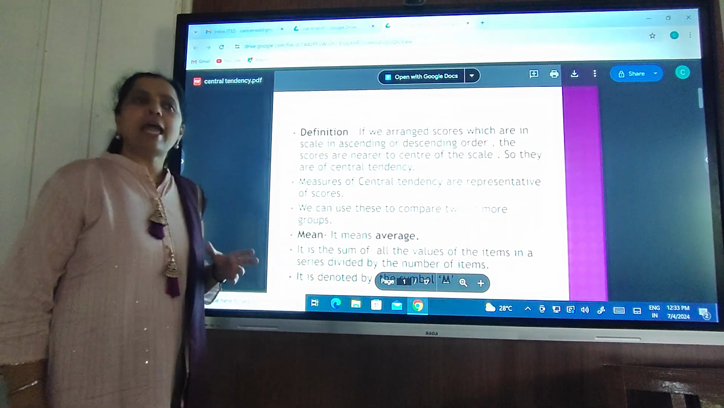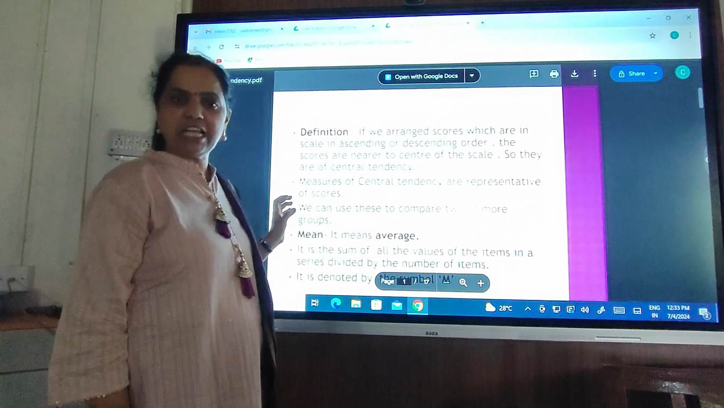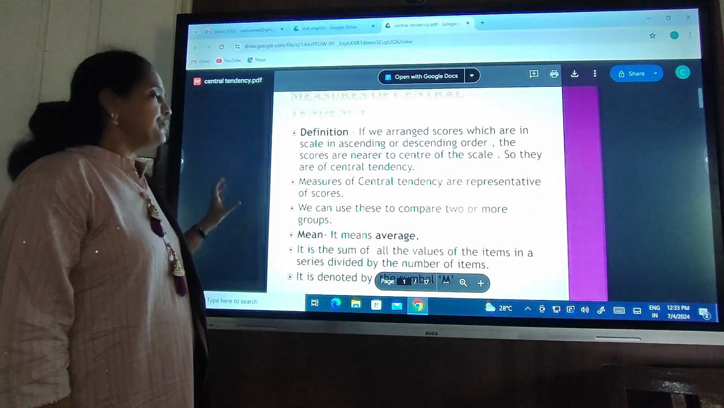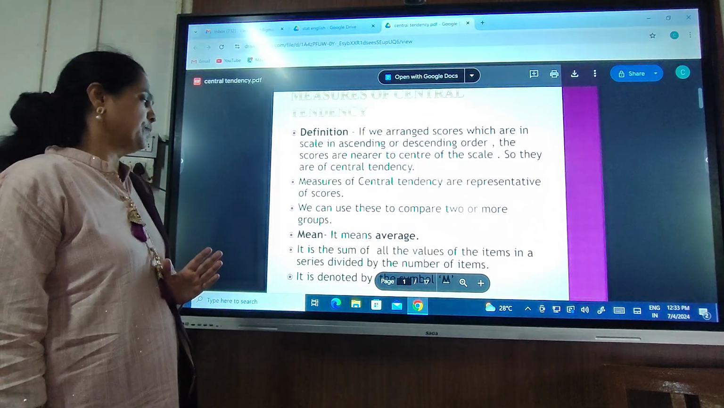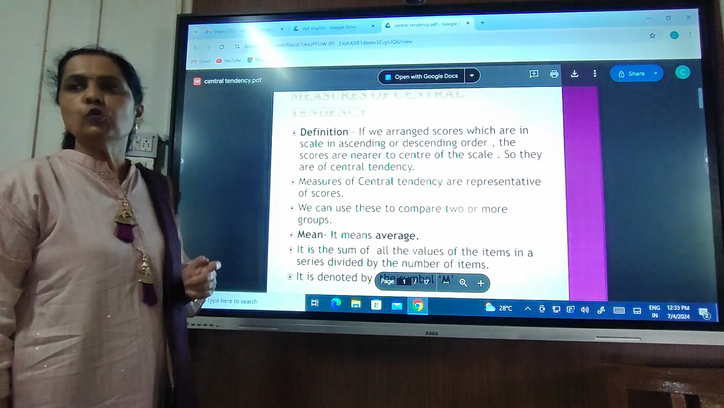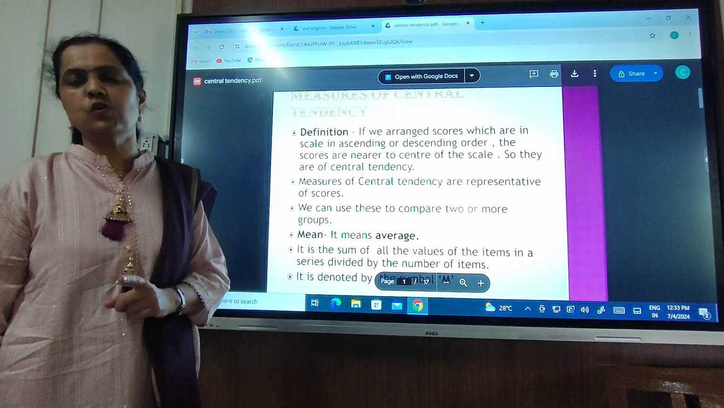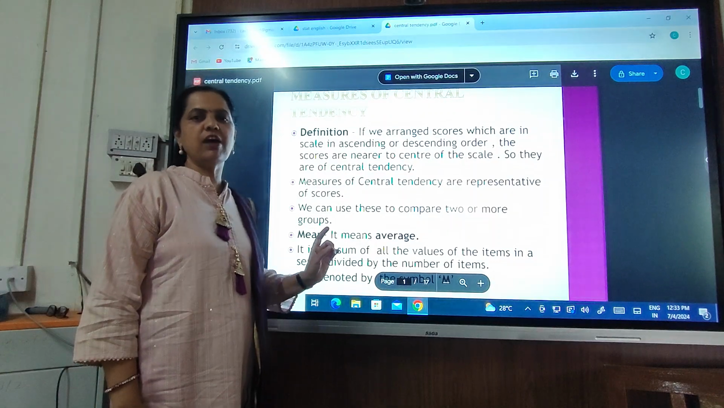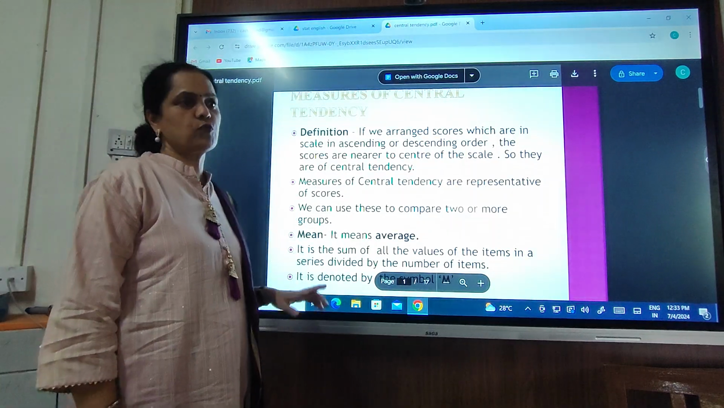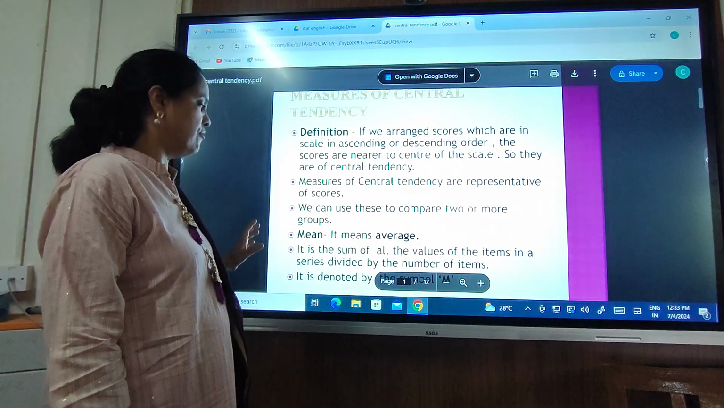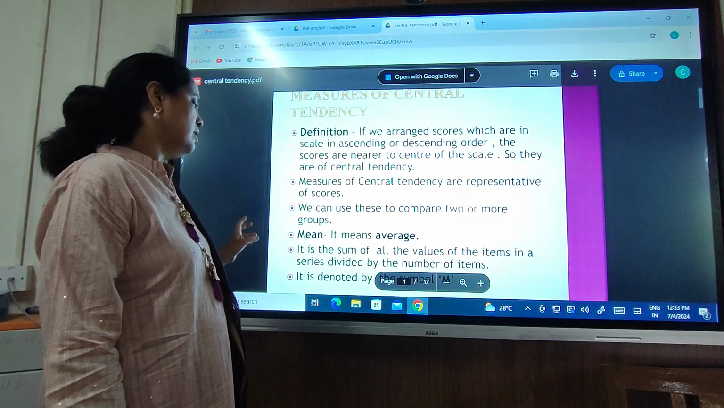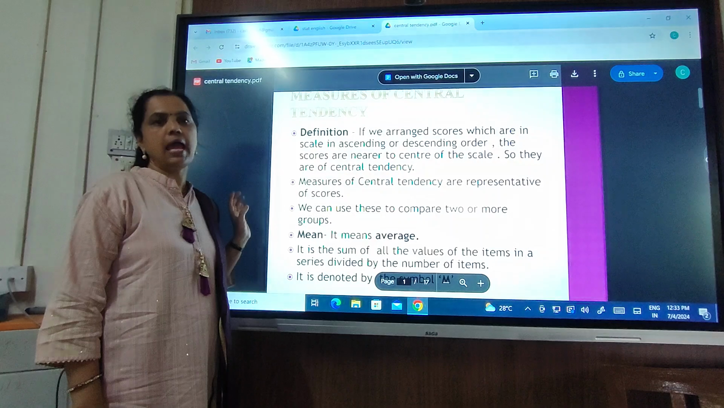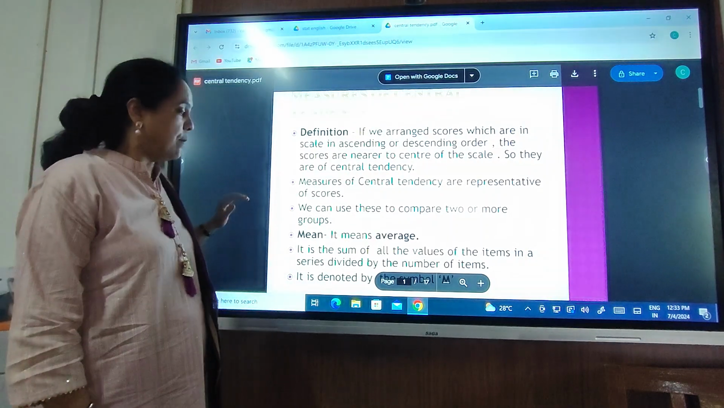In arithmetic language, mean is the average of the scores. If we have some scores, we have to add all the scores, and this sum of all scores should be divided by the number of scores, and that is the average. So mean is the average, and mean is denoted by the capital M.